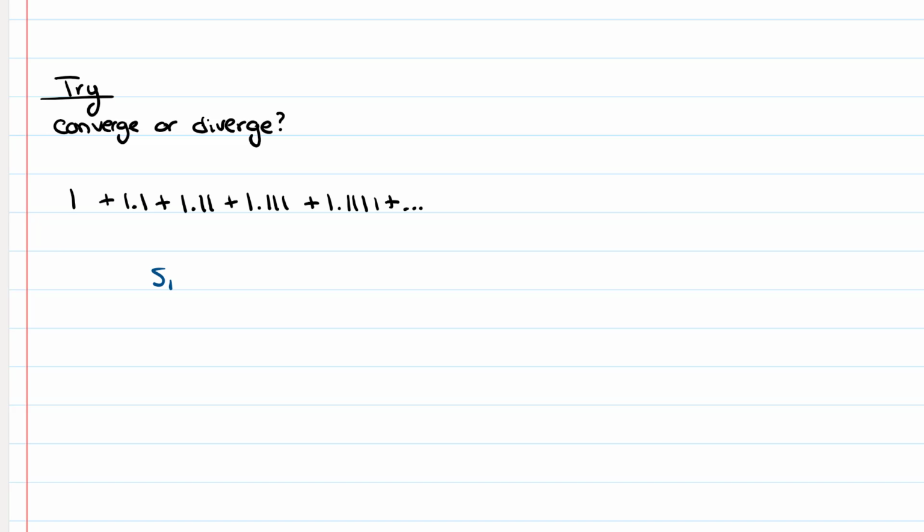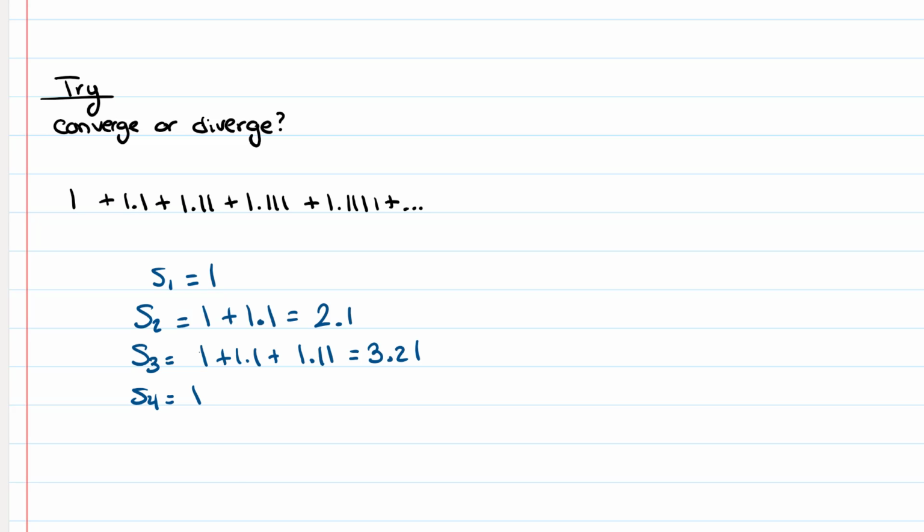So if we look at the first partial sum, it's just 1. The second partial sum is 1 plus 1.1, which is 2.1. The first three terms is 1 plus 1.1 plus 1.11, which is going to give me 3.21. If I add up the first four terms, I get 1 plus 1.1 plus 1.11 plus 1.111, which gives me 4.32. And I'm just going to check the fifth term just to double check it.